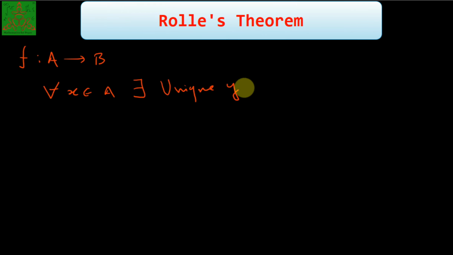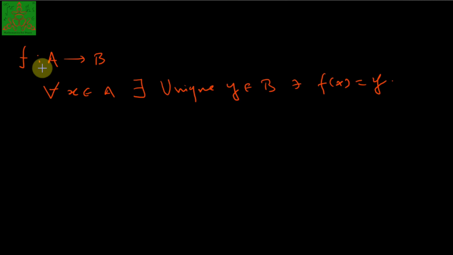If you are given any function f defined from A to B, then as per the definition of the function, we say that for every x in A, there exists a unique y in B such that f of x is equal to y. If A and B are both subsets of the real numbers, then we are able to plot the graph of this function.